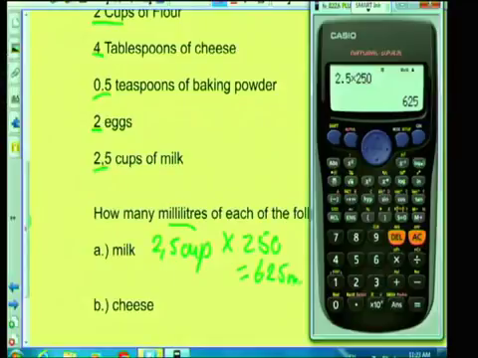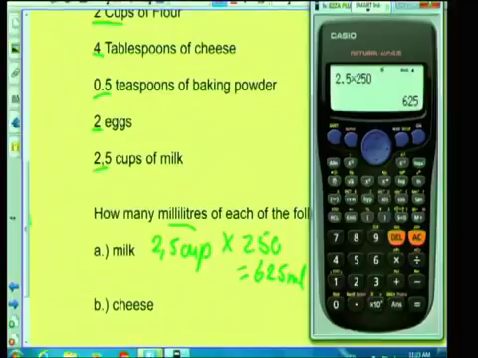625 milliliters of milk. That's almost a liter. Remember, you should be familiar with changing that to liters as well. Well, what about the cheese? Let's have a look at the cheese now.